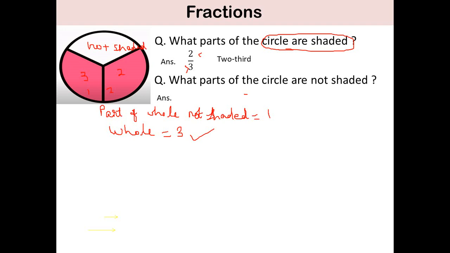Has not been shaded. Okay? So only one part has not been shaded. So part of whole not shaded equals 1 and whole is 3. So how to write in fractions? Part of whole by whole. That means 1 by 3. Right? So 1 by 3.